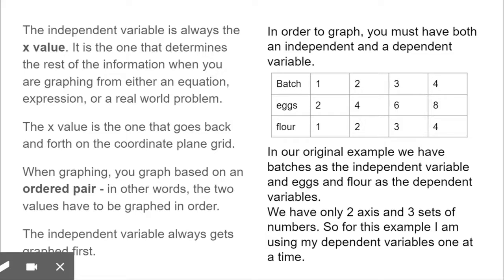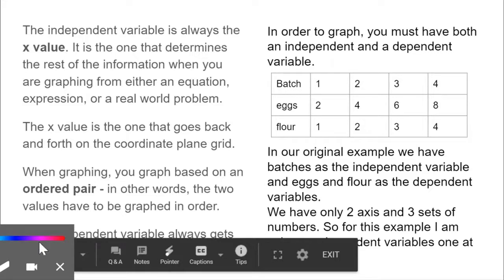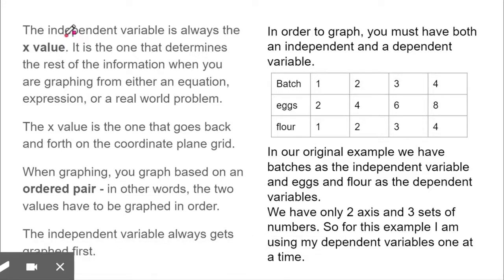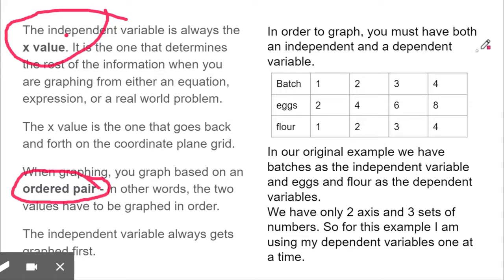So when you're graphing and you have an X and a Y, those are called an ordered pair. So here again, I've talked about the X value always being the independent, and an ordered pair being the X and the Y together. So if we look over here, in order to graph, you must have both an independent and a dependent variable. So again, this is going to be my independent. These are both dependent.